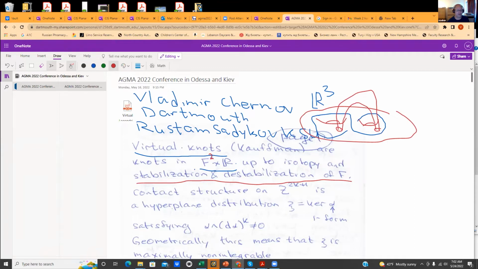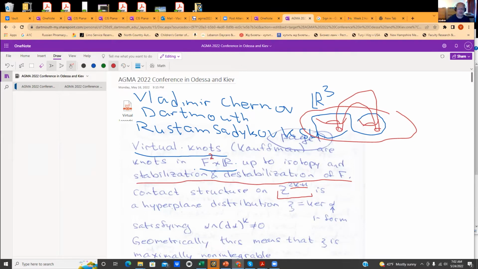But I'm not going to talk about virtual knots. I'm going to talk about virtual Legendrian knots. This requires introducing what a contact structure is and what a Legendrian knot is. Contact structures are odd-dimensional analogs of symplectic structures. Symplectic structures appear in classical mechanics, and contact structures appear in geometric optics, or light rays in space-time.